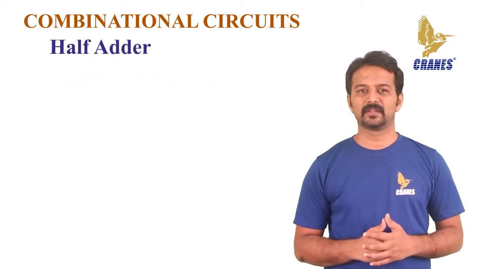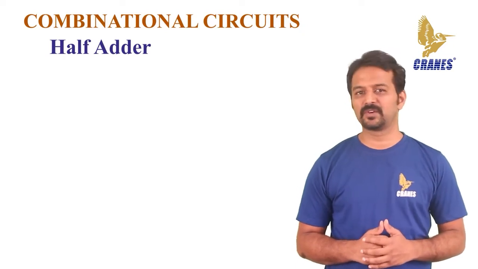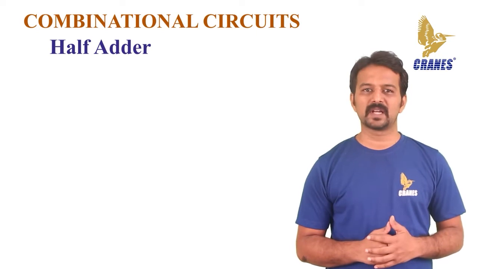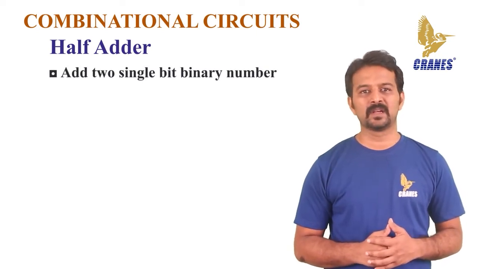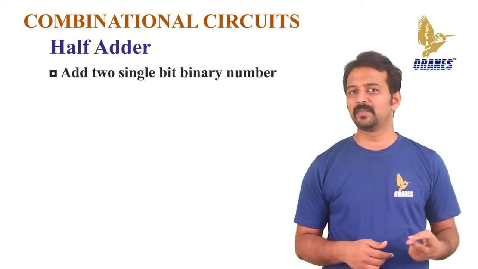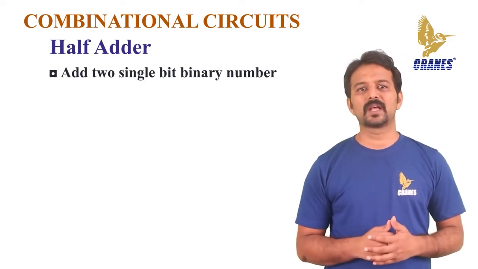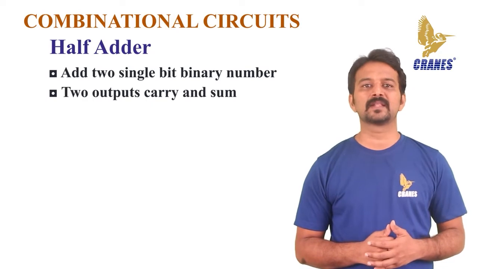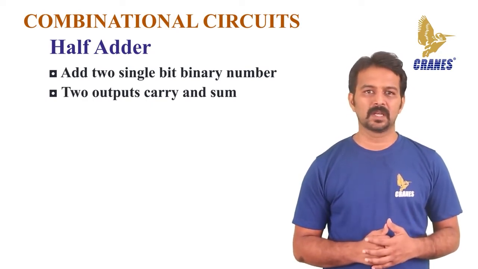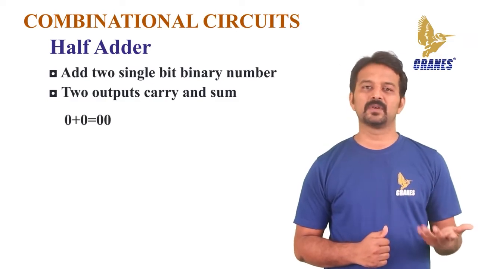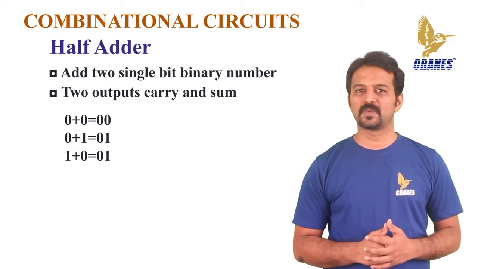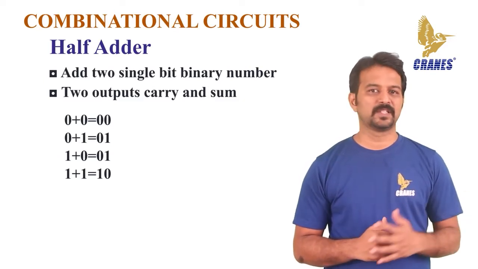Let's look at the half adder. A half adder is a combinational logic circuit with two inputs and two outputs. The half adder circuit is designed to add two single-bit binary numbers A and B. It is a basic building block for addition of two single-bit numbers. This circuit has two outputs, that is carry and sum. These are the least possible single-bit combinations: 0 plus 0 is 0, 0 plus 1 is 1, 1 plus 0 is 1, and 1 plus 1 is 10.